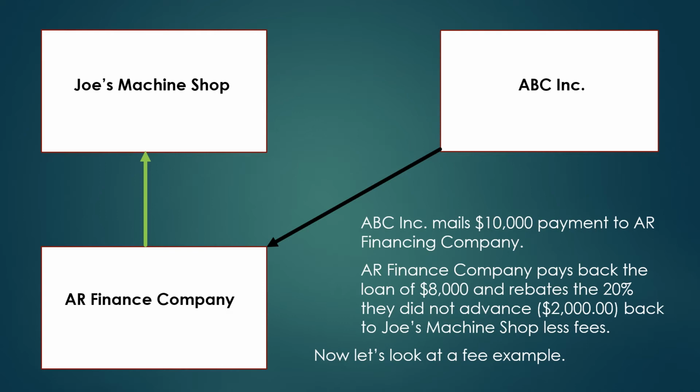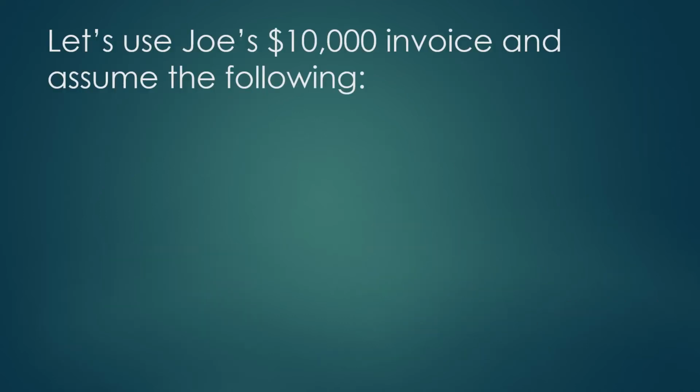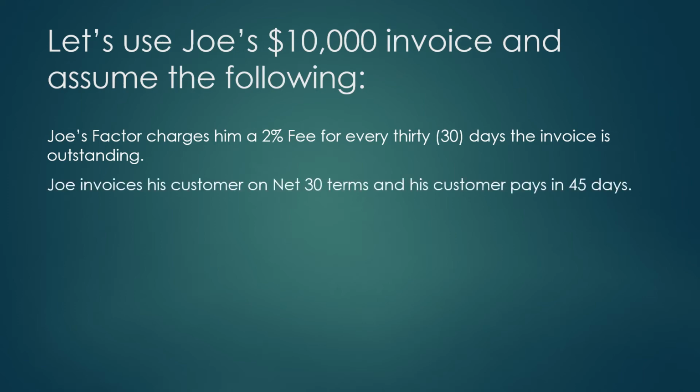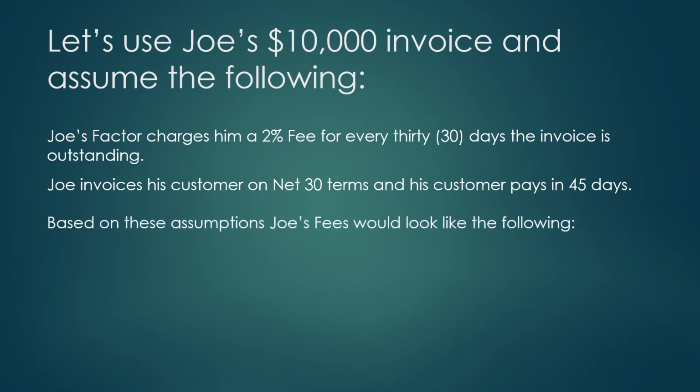Now let's look at a fee example. Let's use Joe's $10,000 invoice and assume the following. Joe's factor charges him a 2% fee for every 30 days the invoice is outstanding. Joe invoices his customer on net 30 terms, and his customer pays in 45 days. Based on these assumptions, Joe's fees would look like the following.